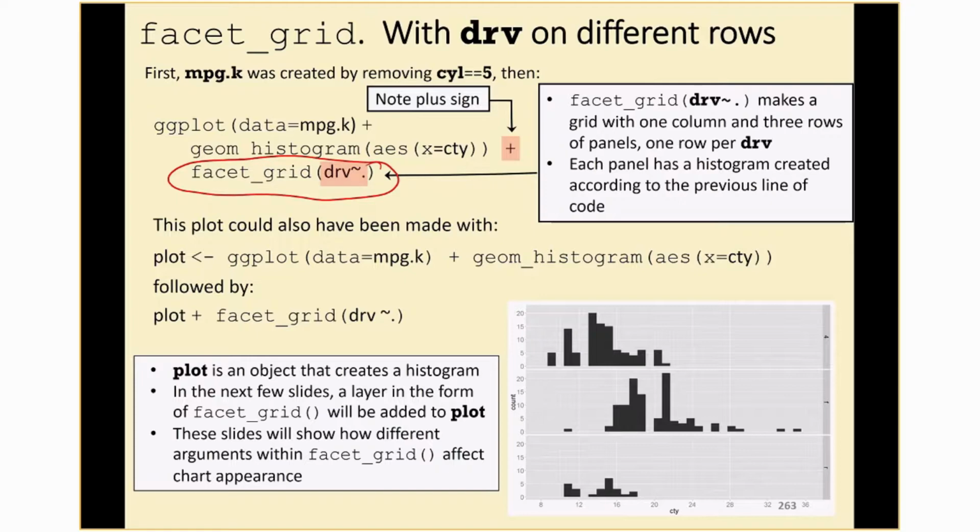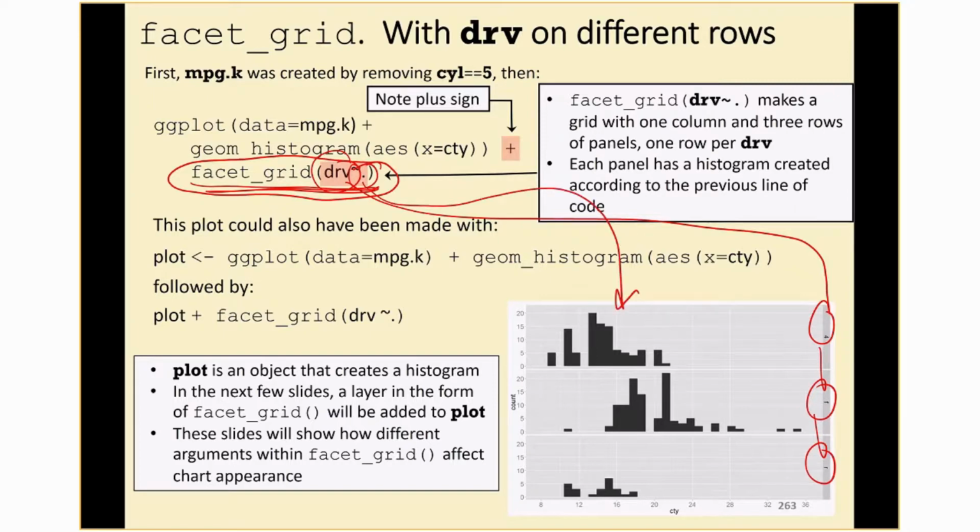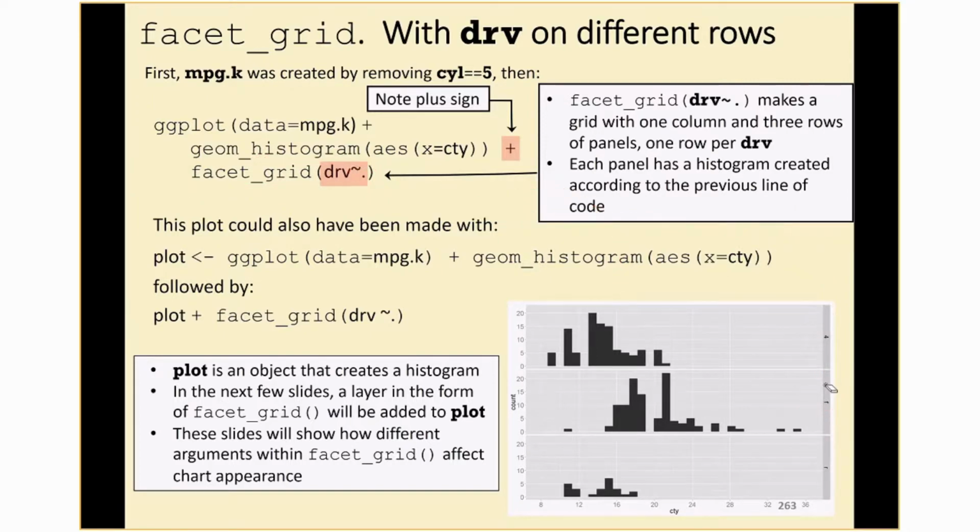If I think about what that function is telling me, it's telling me to make a series of panels with drive on the row and a single column. The period is going to give me a single column. So this facet grid says make a series of panels with drive on the row and a single column. Then everything else indicates what goes in each one of those panels. What goes in each one of those panels is a histogram of city mileage.